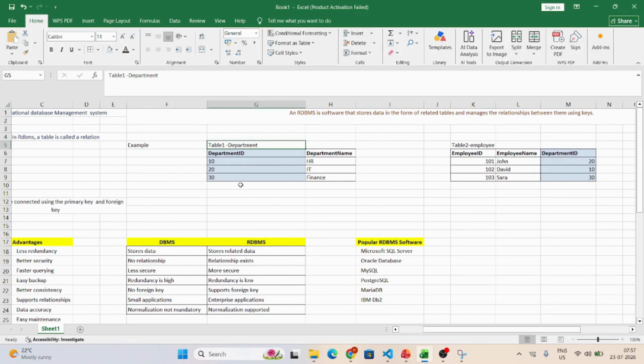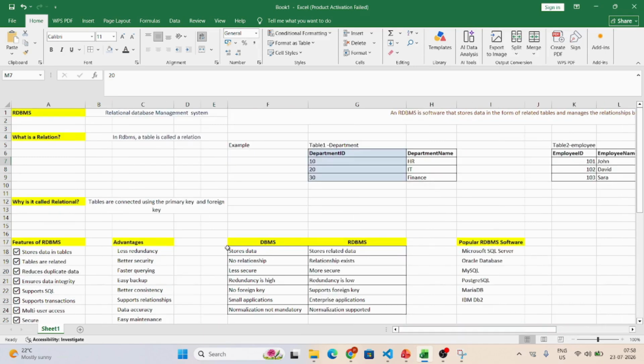Table 1 is the department table, table 2 is the employee table. The department table consists of two columns, department ID and department name. The employee table has employee ID, employee name, and department ID. In both tables, we have one similar column, department ID. So these two tables are connected with keys having the same column. This is exactly the relationship between the two tables.